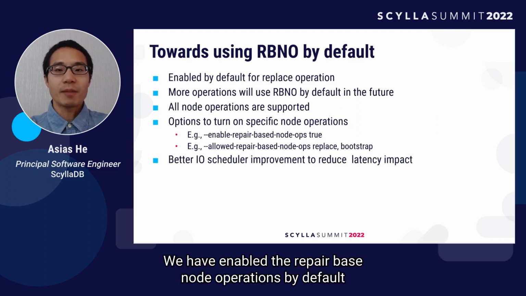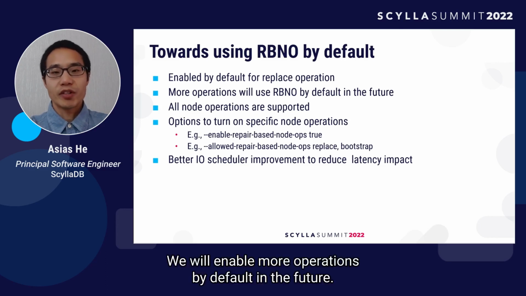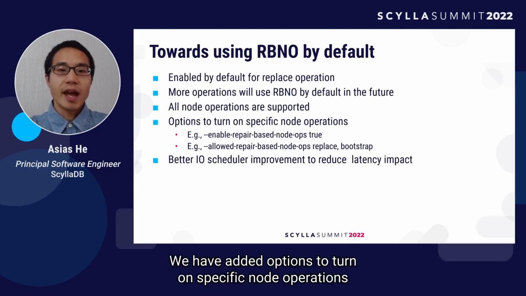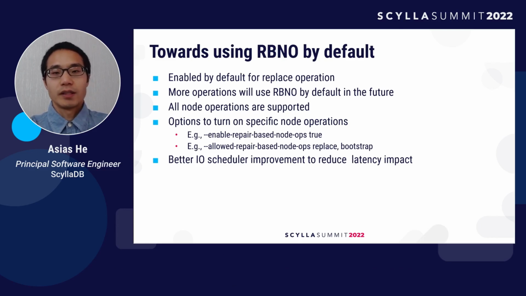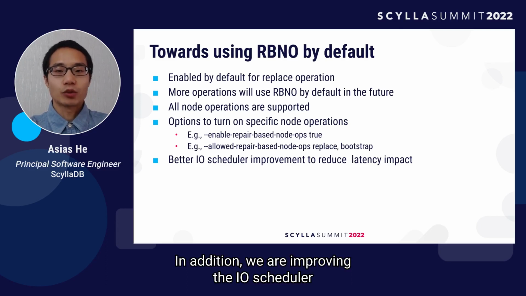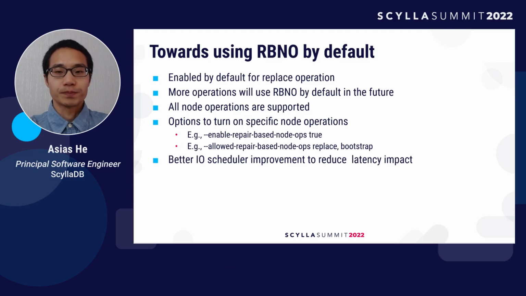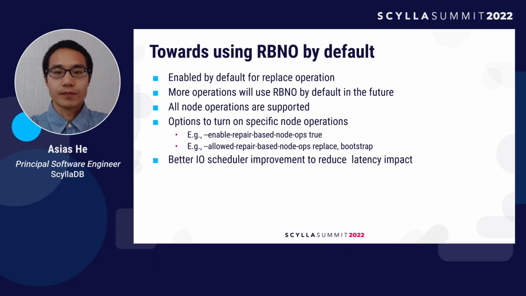We have enabled repair-based node operations by default for the replace operation. We will enable more operations by default in the future. All node operations are supported. We have added options to turn on specific node operations. For instance, here below, we enabled both replace and bootstrap to use this feature. In addition, we are improving the IO scheduler to make sure the node operations will have as little latency impact as possible, so we can enable more operations by default. You will hear more about the IO scheduler work from Pavel and Avi's talk.